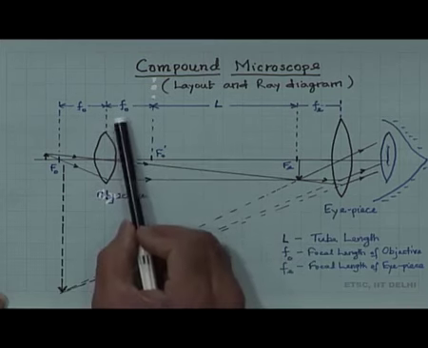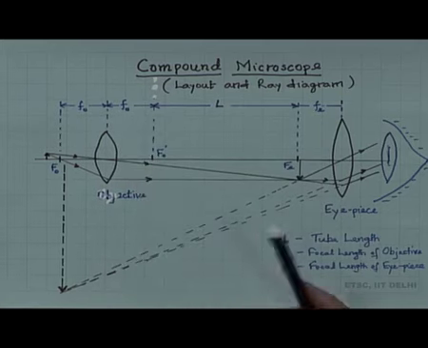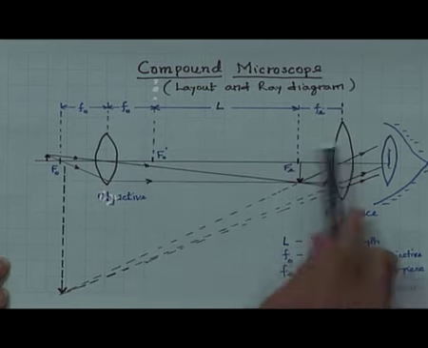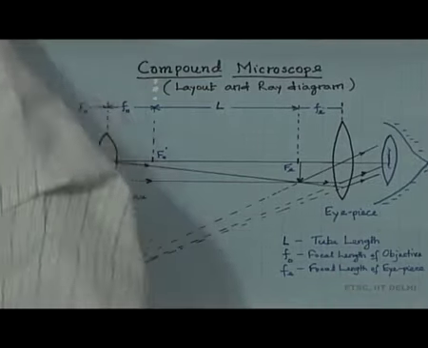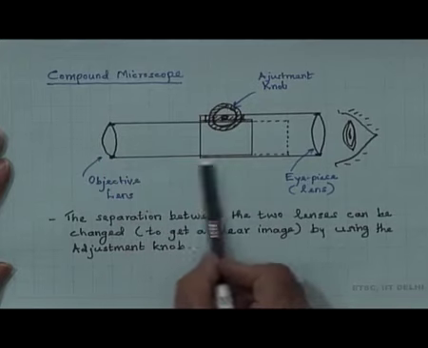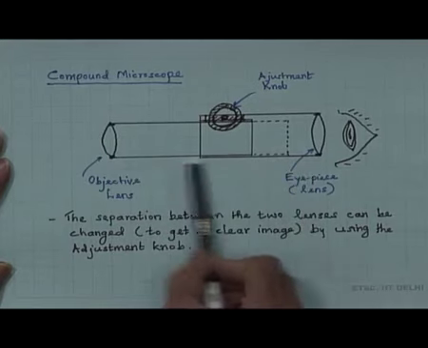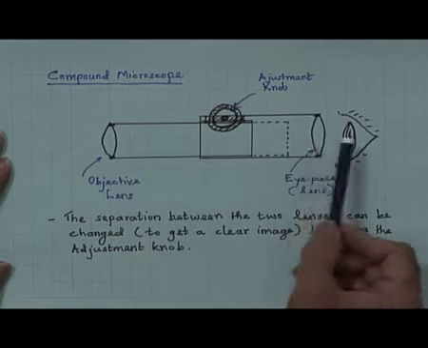That is because f_o and f_e here are much smaller compared to the actual tube length of the microscope. So, if you see the original diagram, we may say that this is the tube, and this is the length of the tube, but it is not exactly the tube length.